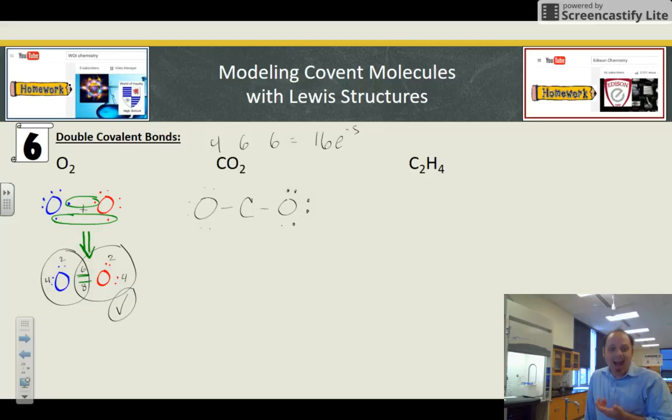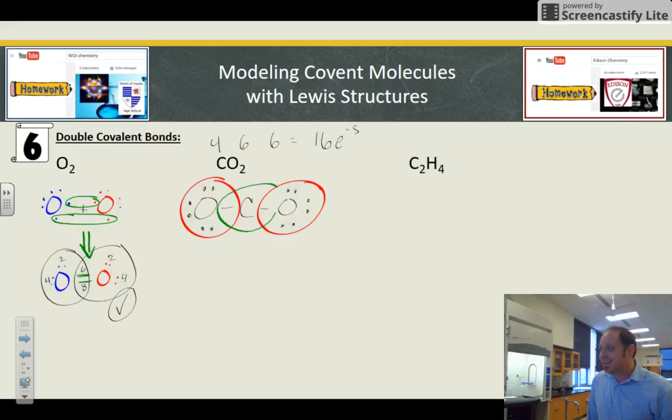Okay, so now he's going to count and see. Okay, he's used all the electrons. There's 16 represented there, but our octets are not satisfied. Both oxygens are good, but carbon is not. So what we have to do is grab a pair of electrons from each oxygen and flip it in to make it a double bond.